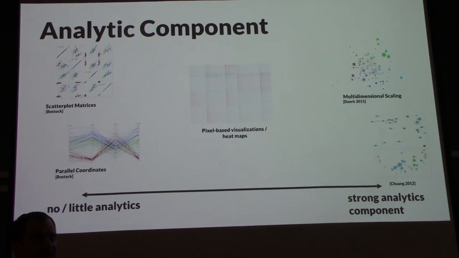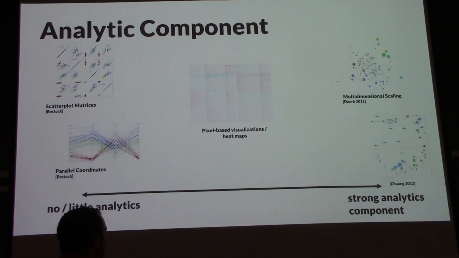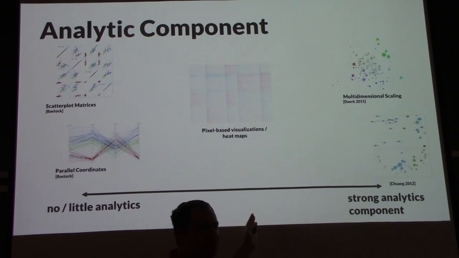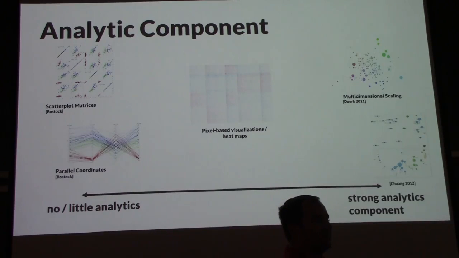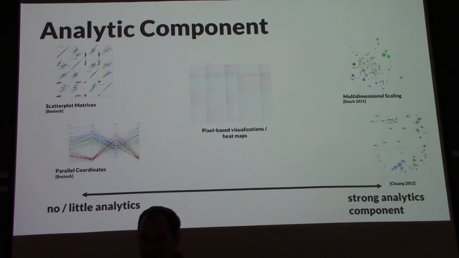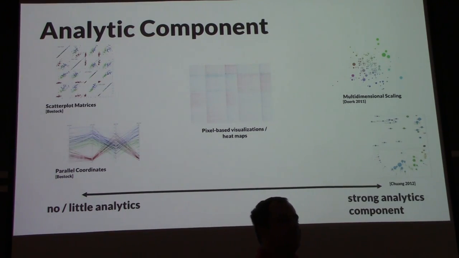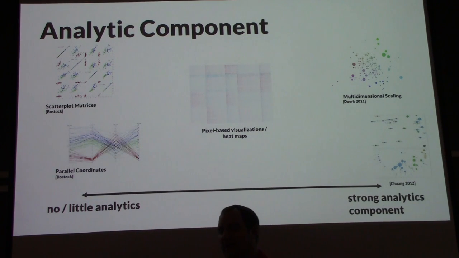So this is the space of how little to how much analysis or algorithms we have to apply. If we don't have to do any analytics, we have visualizations like parallel coordinates or scalable matrices. However, we can use analytics or algorithms to enhance them. If you use pixel-based visualizations like heat maps, we need to do some kind of reordering, as we always have to do for matrices, so we have to use some analytics. And then sometimes it's more appropriate to really visualize the output of an algorithm instead of visualizing the actual data.